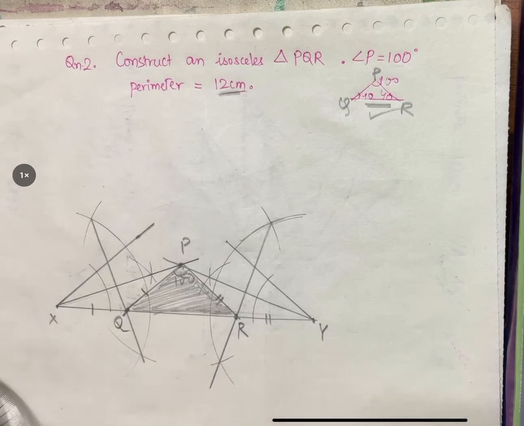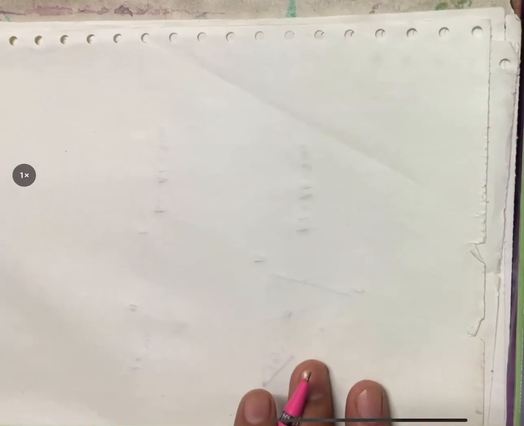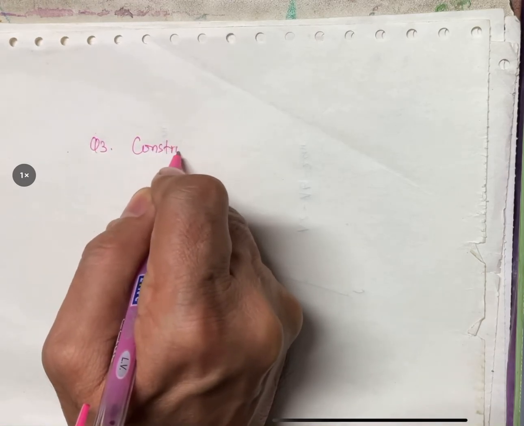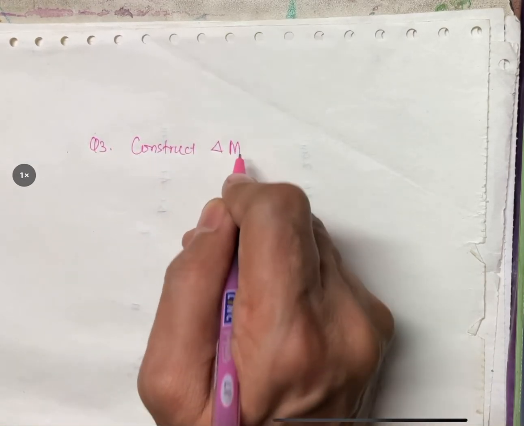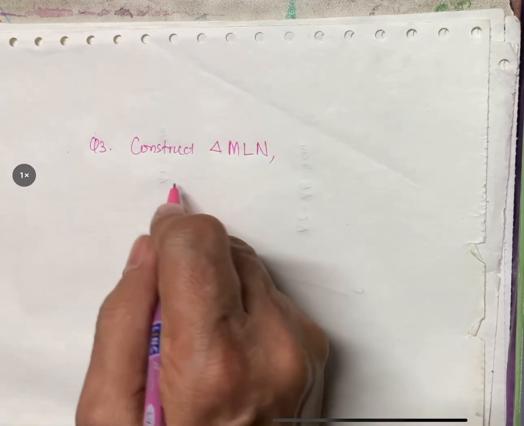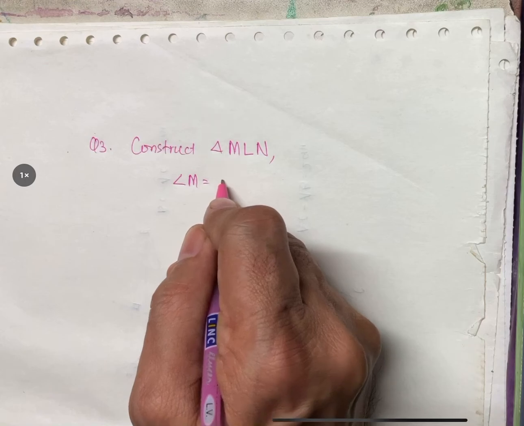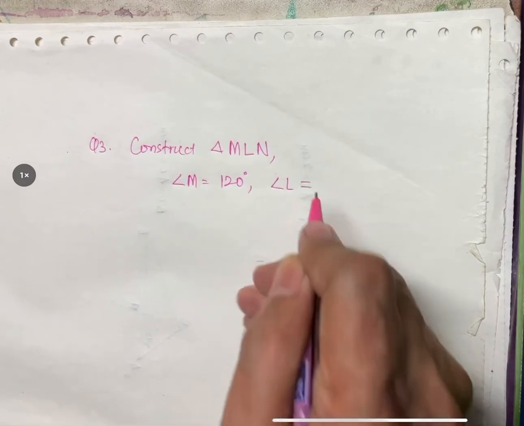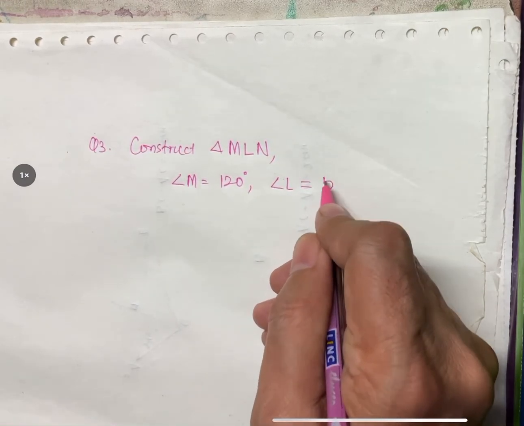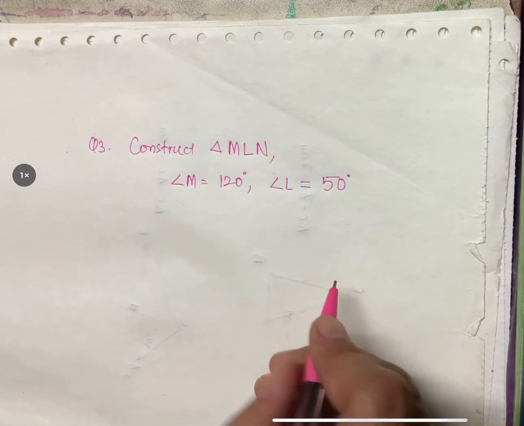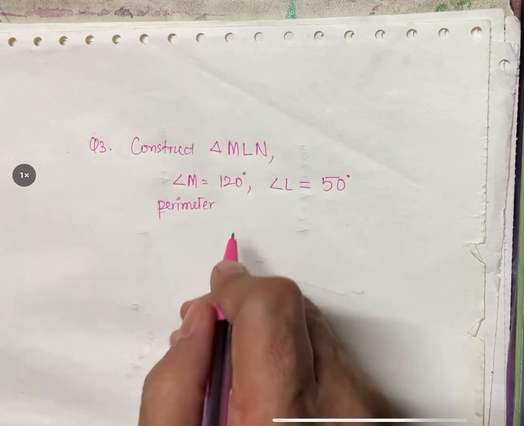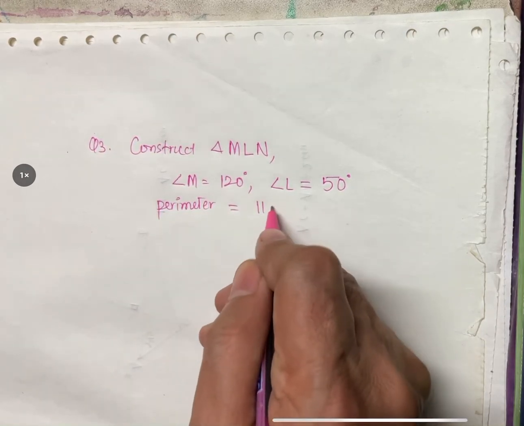Okay, although the session is over, if you want to try a question on your own to practice, it could be this question. Question 3. Construct a triangle MLN in which angle M is given as 120 degrees. You can make it with compass. Angle L is given as 50 degrees. And the perimeter is given as 11 centimeter.